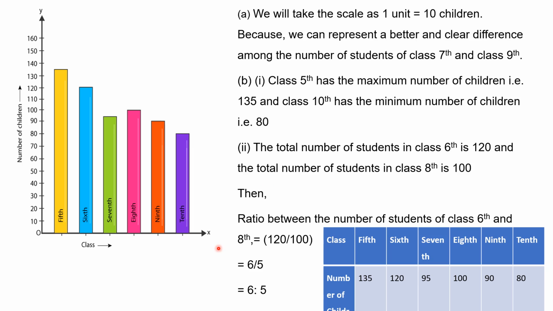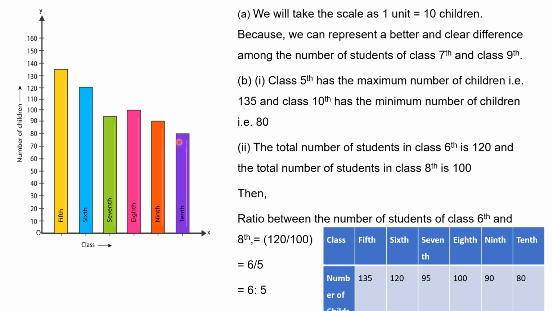Next, what is the question? Which class is having the maximum number of children and minimum? The tallest bar is 5th standard, so 5th standard is having the maximum number of children. And the shortest bar is 10th. 10th standard is having the minimum number of children, that is 80.